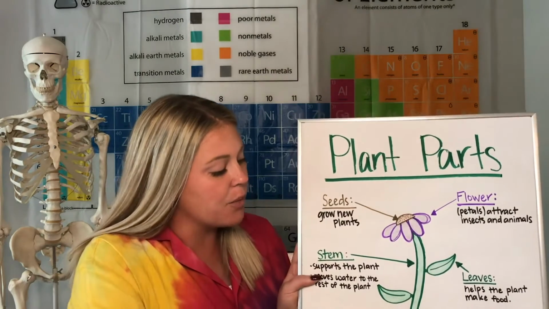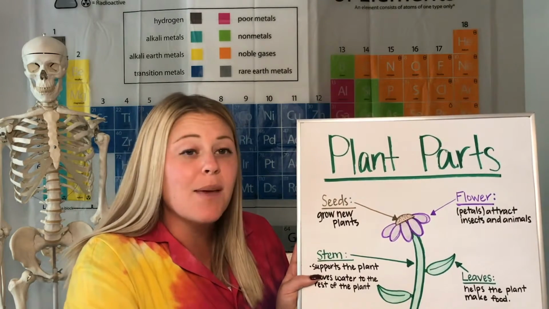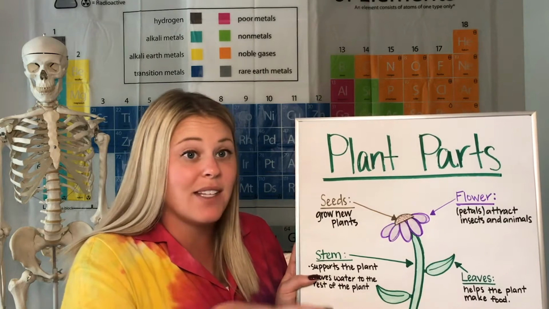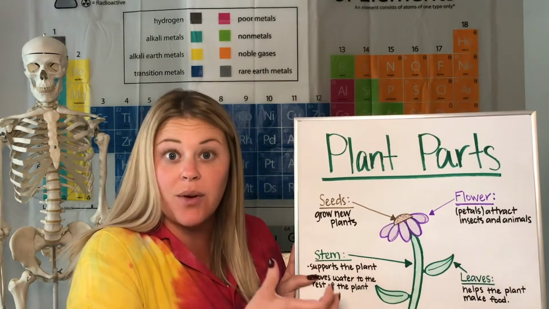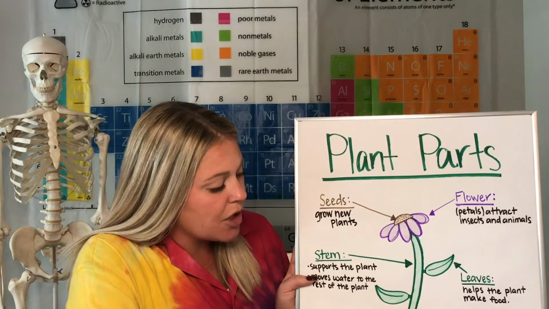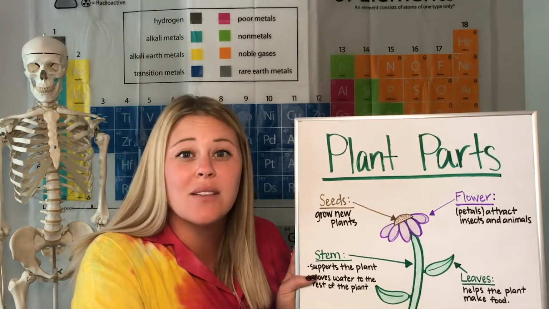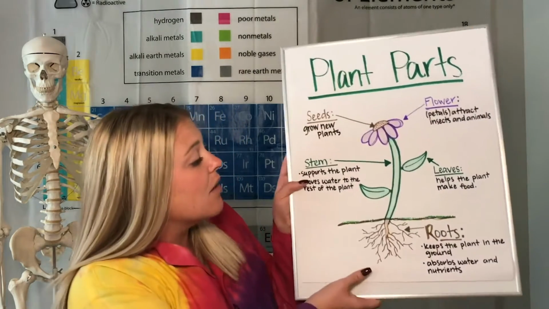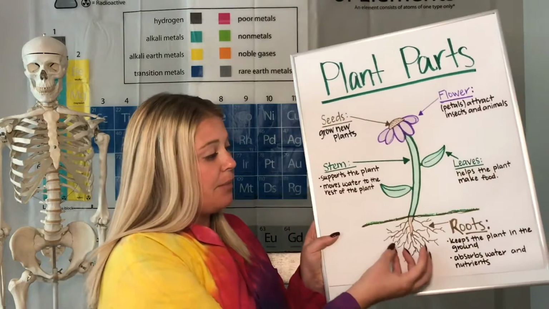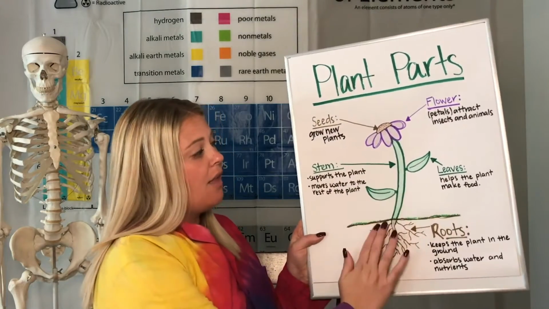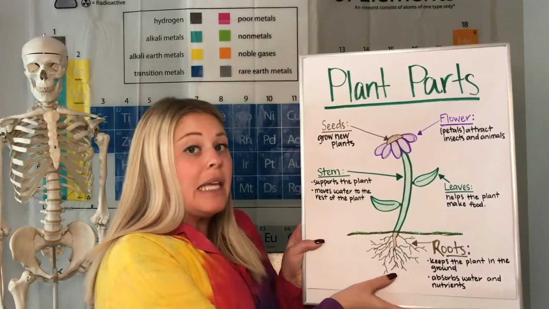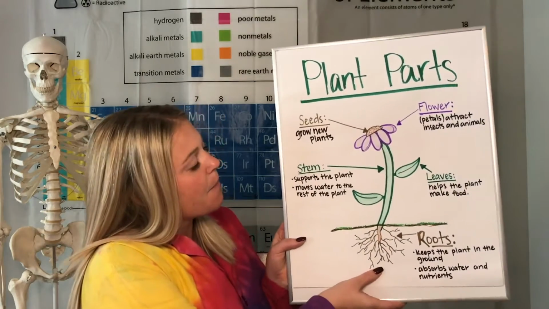And then finally we have the roots. The roots keep that plant in the ground, right? They keep it anchored, stuck in the ground. The other thing that the roots are going to do is they absorb water and nutrients. So our roots allow the plant to soak up and absorb water that then goes up to the stem, the leaves, and everywhere else.